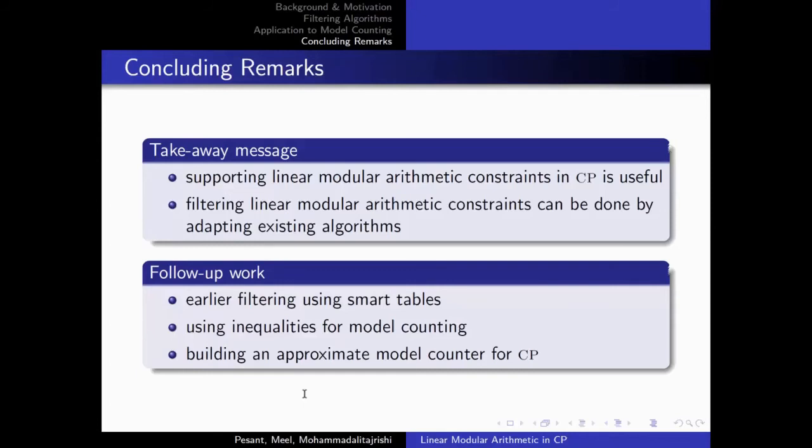What do we want to do next? One limiting factor is the number of tuples that we can use in our table constraints before it stops being efficient. We'd like to have earlier filtering on larger tables, so maybe using smart tables for that. Using inequalities for model counting, and we prove a result in the paper. That's for the case where the number of solutions is not very large and goes down too quickly, so you can't add too many constraints before you're left with too few solutions in a cell. Using inequalities should solve that problem. And eventually we'd like to build an approximate model counter for CP. That's all. Thank you.